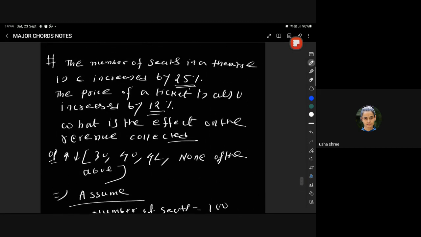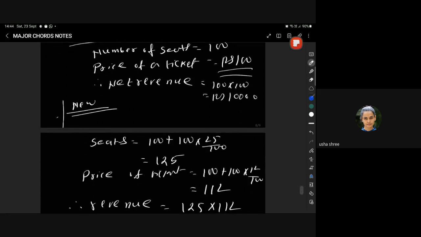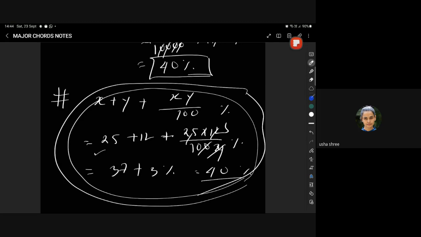Suppose you consider that there is a decrease of 12% in the ticket price. Then you can solve this problem by this long method. It will give you an answer. Then you can apply this formula also. It will give you the same answer. Ultimately, the result is getting reflected in your money or amount collected or revenue. That's why this is successive. You can apply this formula of successive increase or decrease.